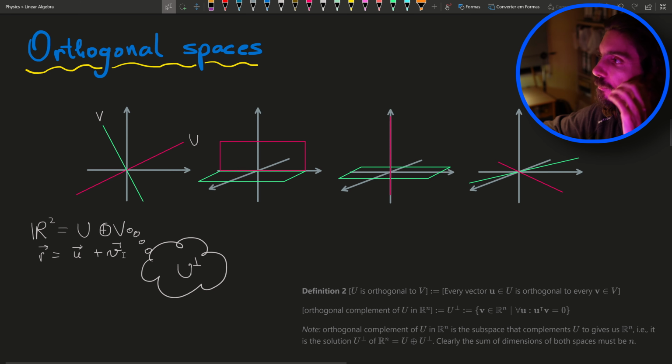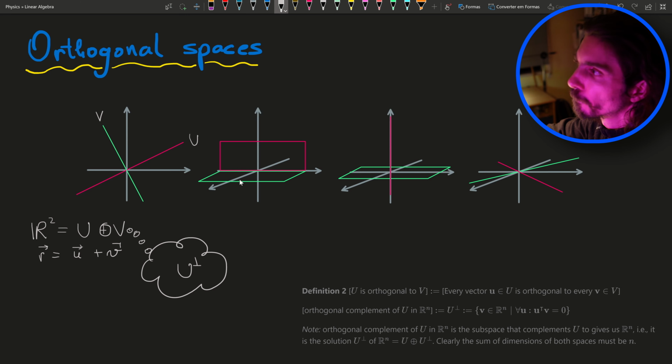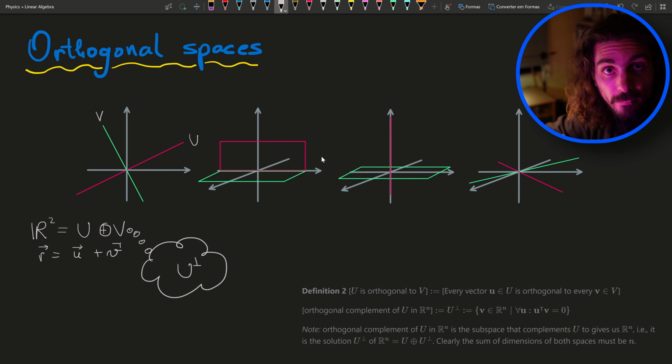That is fine. Now, looking at our second picture here, I draw you 2 rectangles, which are supposed to represent 2 planes that intersect at the y-axis here. These are clearly subspaces of R3. They are subspaces, they contain the origin, and they are closed under linear combinations. But are they orthogonal spaces?